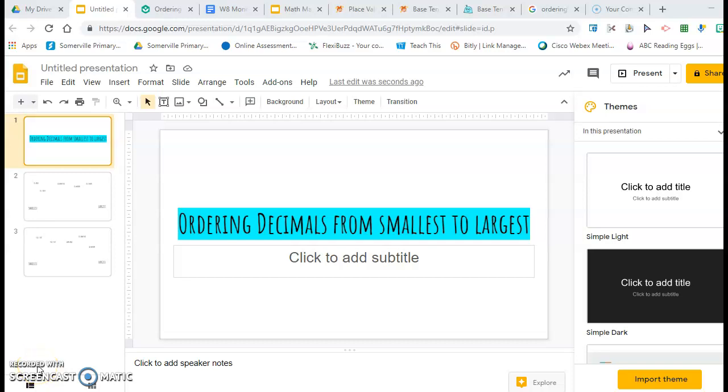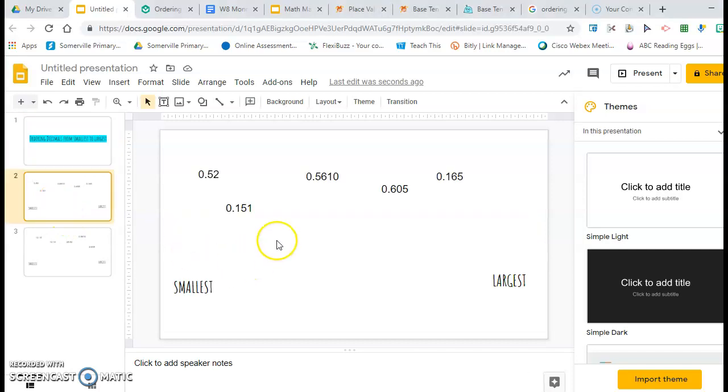Hi Middles, today we are looking at ordering decimals from smallest to largest. So we're looking at numbers that go to two decimal places, so tenths and hundredths. So this is the extension task, and it's really important that you watch the entire video so you understand what the task is asking you to do today. So we've got a couple of numbers here, and we want to put them from smallest to largest.